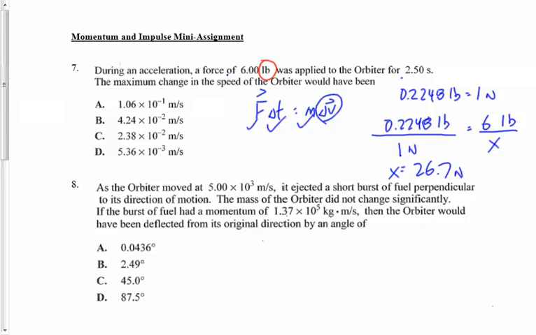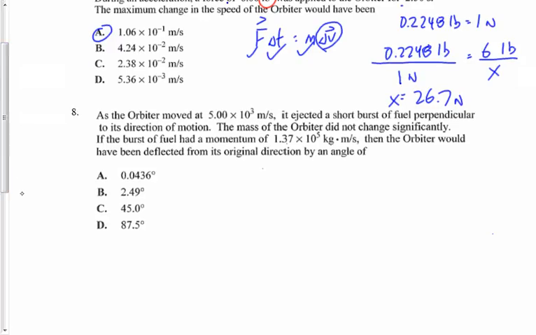So now we got this, we got this, we got this. Solve for delta V now, right, and we did that. Number 7 worked out to be A, 1.06 times 10 to the minus 1. Number 8. I think 8 is probably the ugliest question on this paper, maybe. The orbiter moved 5,000 meters per second. Okay, this is how fast it was moving before the collision, or before an explosion, before it ejected a short burst of fuel.